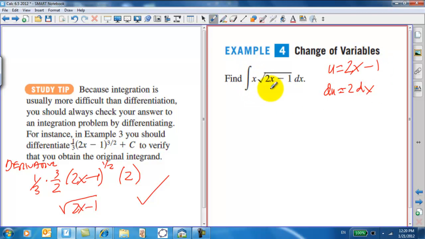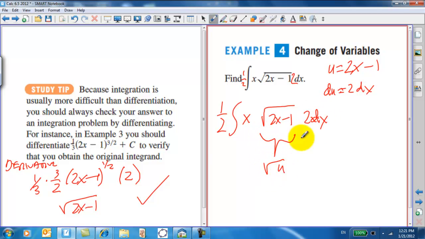But there's another substitution we can do here. Because if I do this now, I'm going to have square root of u, and even if I put the 2 in there, I'll get du. But I still have this x here. Well, let's at least sneak the 2 in and the 1/2 out here. So we have 1/2 integral of x square root of 2x minus 1, 2 dx. And so this part we can change into the square root of u. This part can change into du. But what about this leftover x?